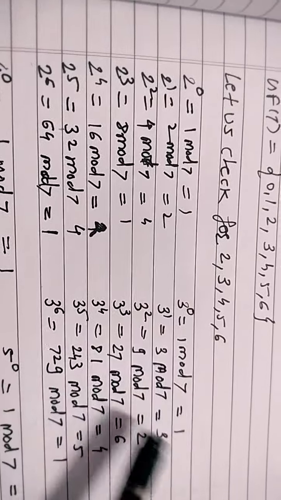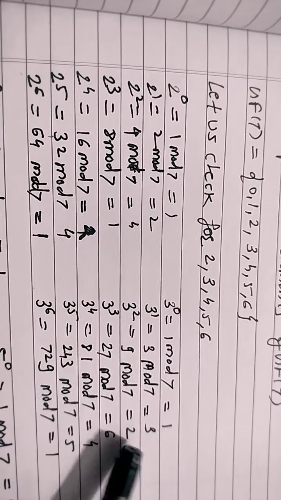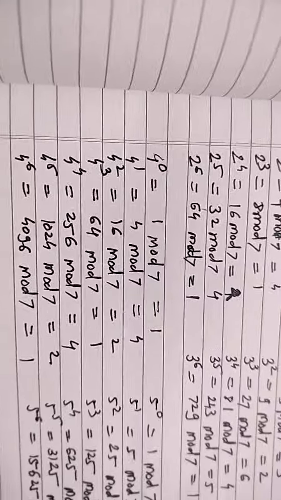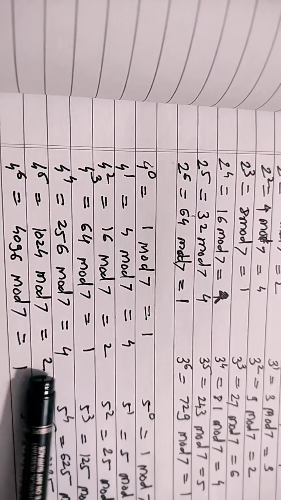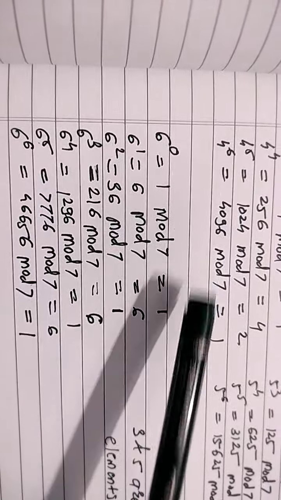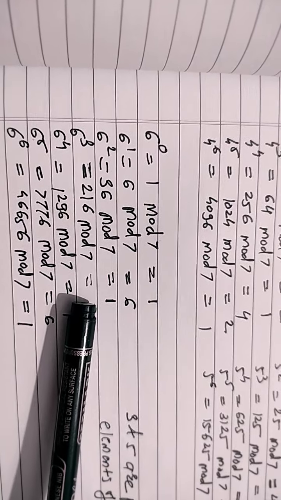For 3, its powers represent all the elements of Galois field 7. So 1, 2, 3, 4, 5, 6. Likewise, 4 also doesn't represent all the elements of Galois field 7. For 5, its powers represent all the elements of Galois field 7. So 5 is a primitive element. 6's powers are also not representing all the elements of Galois field 7. So 6 is also not a primitive element.